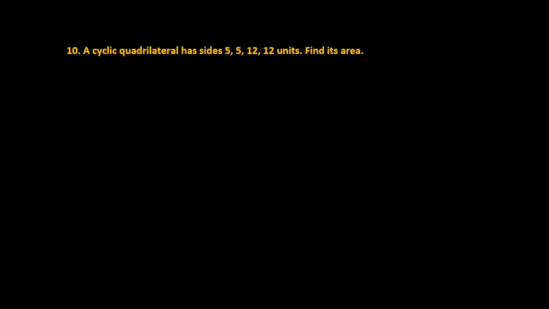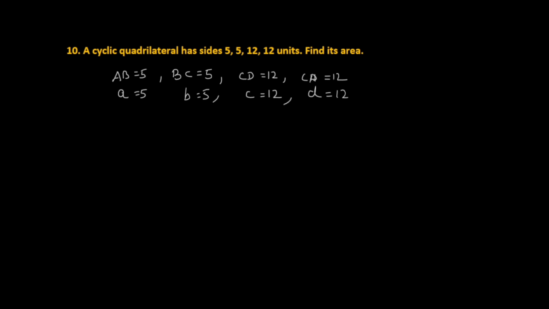Next, a cyclic quadrilateral has sides 5, 5, 12 and 12 units. The four sides are given. Suppose ABCD is a cyclic quadrilateral, AB is equal to 5 units, BC is equal to 5 units, CD is equal to 12 units, and DA is equal to 12 units. So we will take A is 5 units, B is 5 units, C is 12 units, D is 12 units. We will consider it like this.